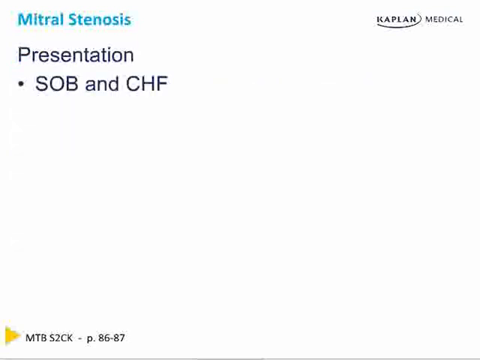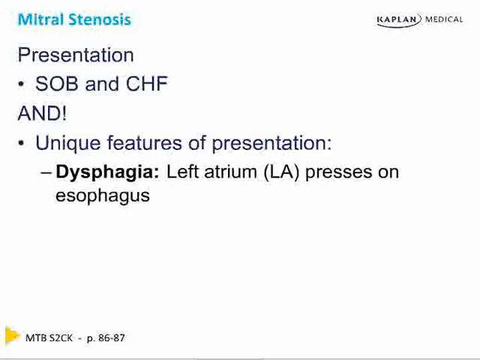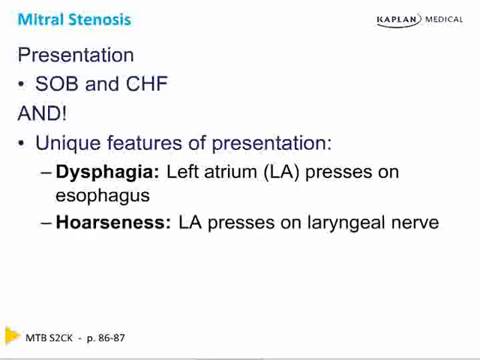Shortness of breath and congestive failure is simply the root base upon which all valvular heart disease occurs. But you're going to have to say they have shortness of breath and congestive failure and dysphagia as the left atrium presses backwards on the esophagus and it squeezes your esophagus and causes an obstruction to your swallowing. And you're also going to get hoarseness. You're going to get hoarseness as your left atrium passes on your recurrent laryngeal nerve and it causes hoarseness.